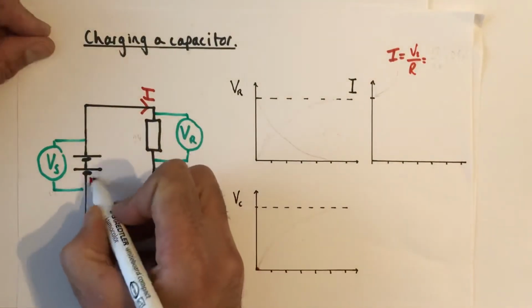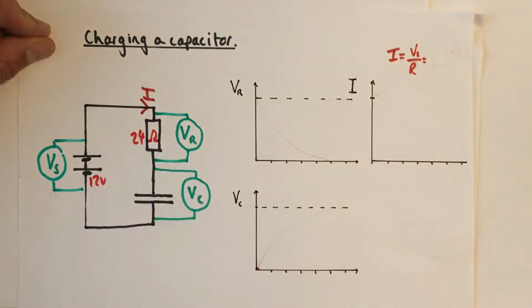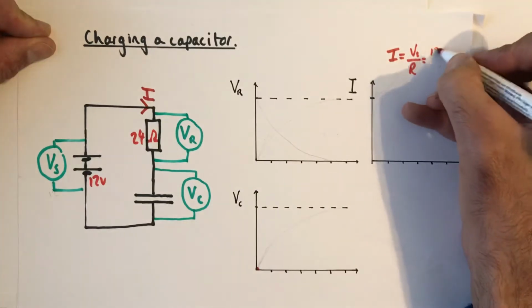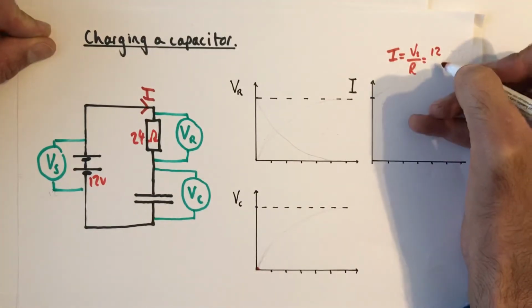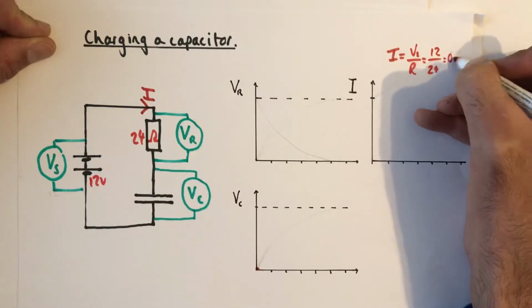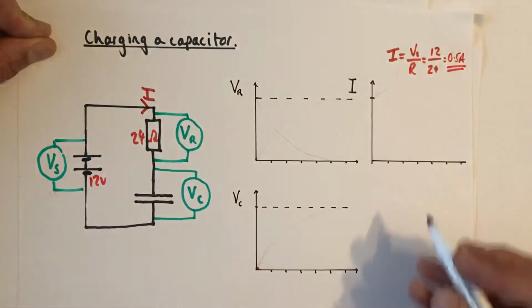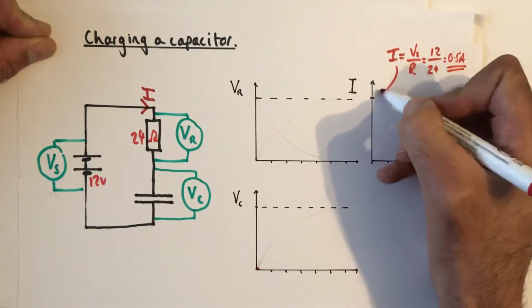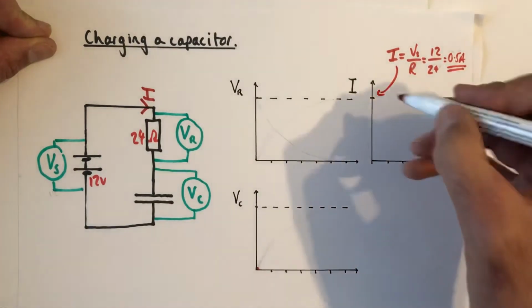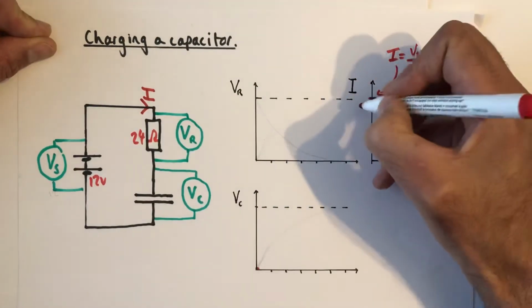Now, let's just put some numbers in. Let's call this a 12 volt supply. Let's call this a 24 ohm resistor. So I've got 12 volts over 24. So I've got half an ampere. And this value could go in on my graph here and say I'm going to start off with a current of 0.5 amps.